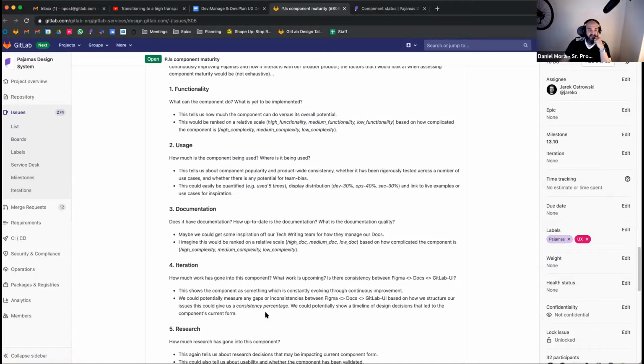So for example, why did you use a toggle when perhaps the radio button would have been the better choice? And that would be the iteration, the refinement, the accessibility, and the sophistication of the object. And that could define the maturity.